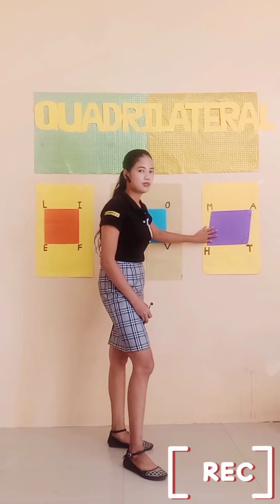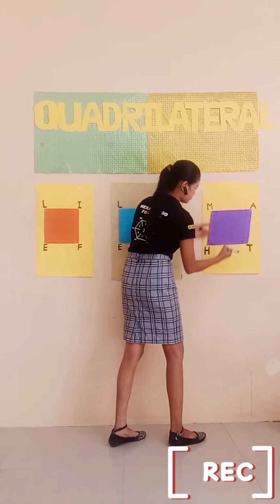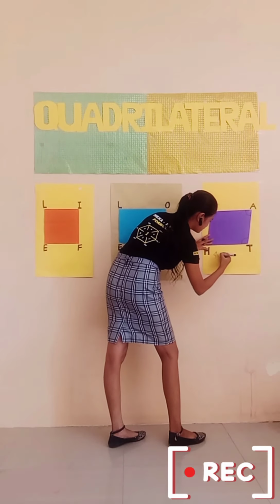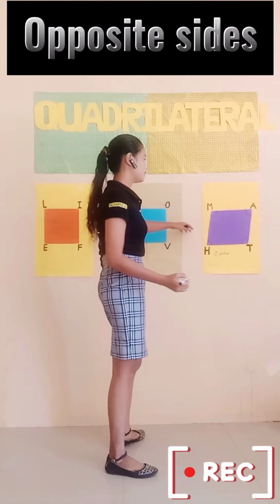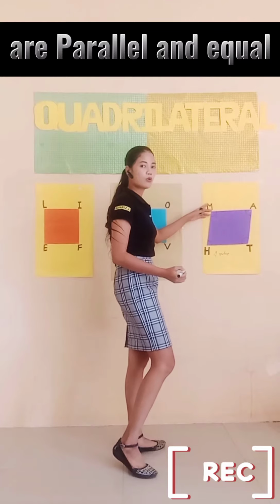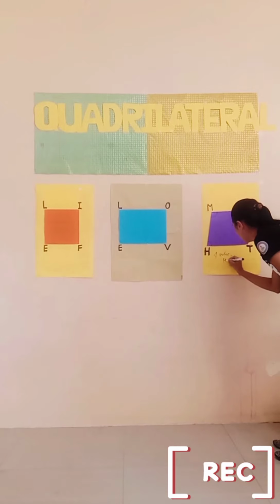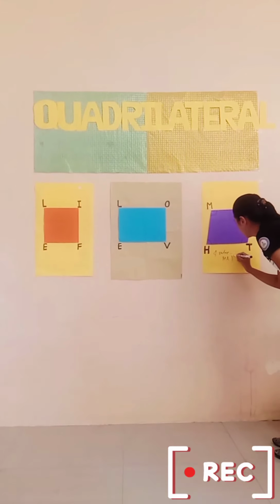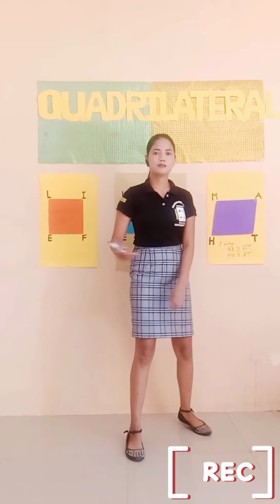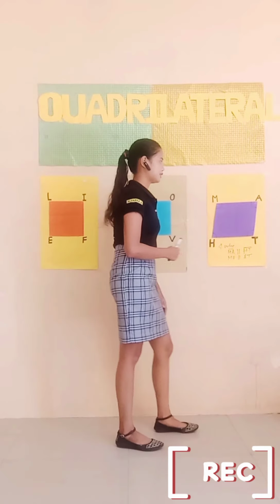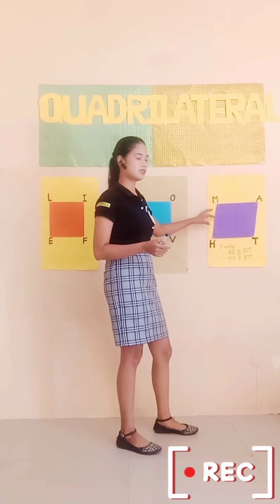This figure is a quadrilateral because it has 4 sides. Among these 4 sides, they are parallel and equal to each other, such as side A is parallel to side. Now let's get back to the angles. The sum of the interior angles of this quadrilateral is equal to 360 degrees.